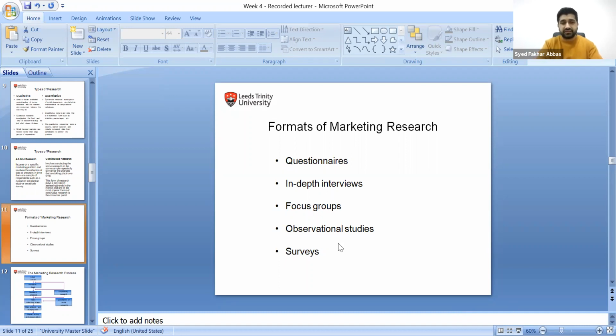Then the last one is survey. Based on surveys, we make decisions, and we act accordingly. There are different types of surveys that companies use. We will discuss them in upcoming slides.